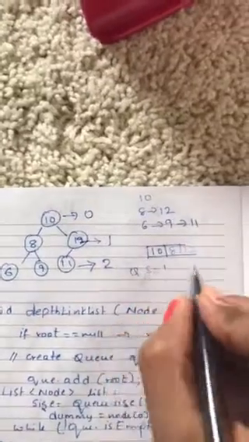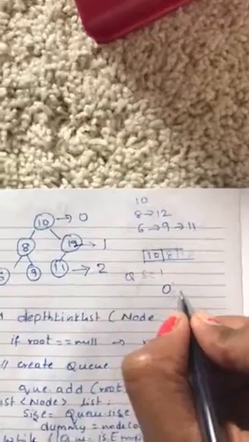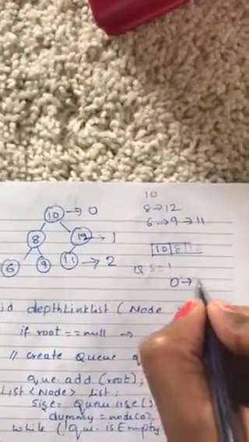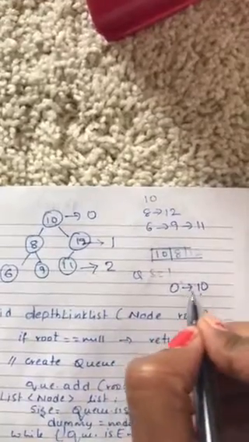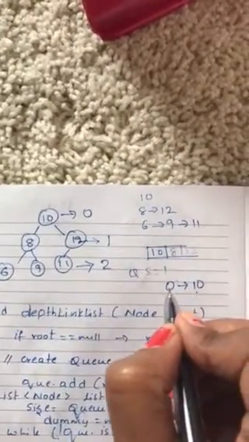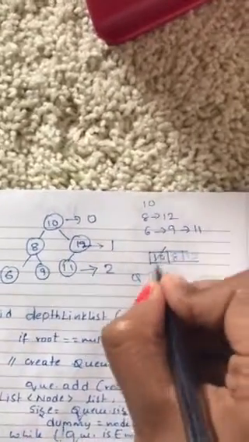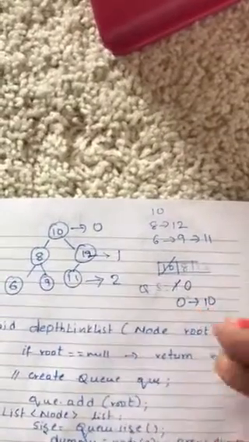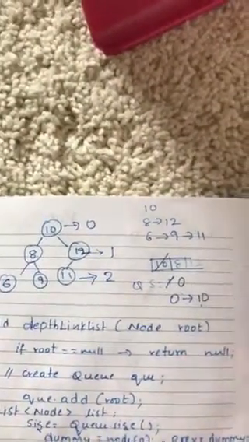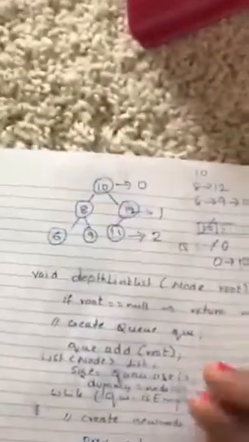Because I'm done with the number 10, I'm going to create a temporary node 0. So 0's next will be 10. I'm going to add 10 to the next of 0, so 10 will be stored and 10 is removed. Now the queue size has become 0, and if the queue size is 0, that shows that we are at the end of depth 0.